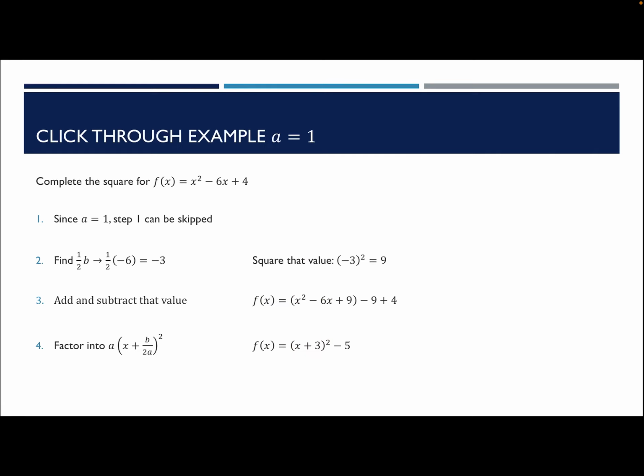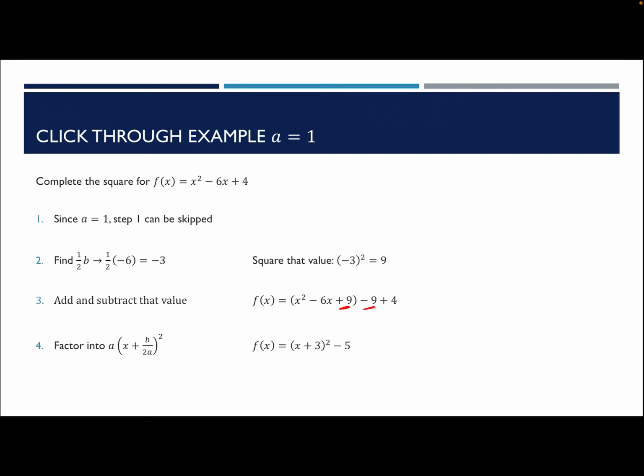So for the first one, we have x squared minus 6x plus 4. Since a is 1, you can skip step 1. You don't have to actually factor out anything. But then in step 2, we're going to take half of b, and b is -6. So half of -6 is -3. And then we're going to square that value and get -3 squared is 9. So we add and subtract that 9 in our quadratic function. It's always going to be that you add first and then you subtract.